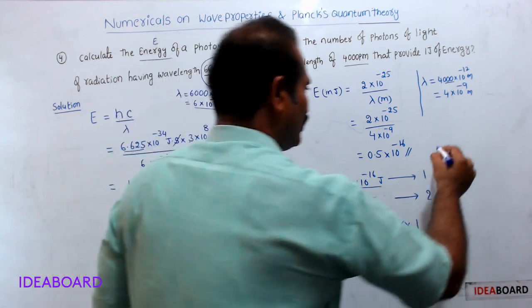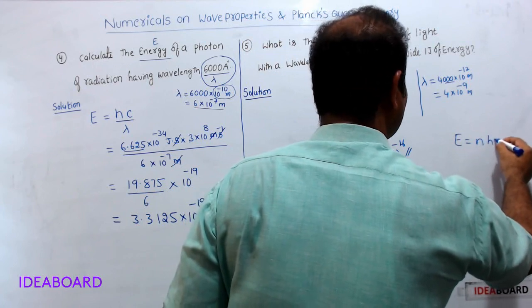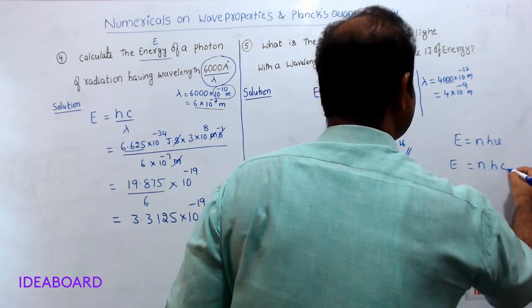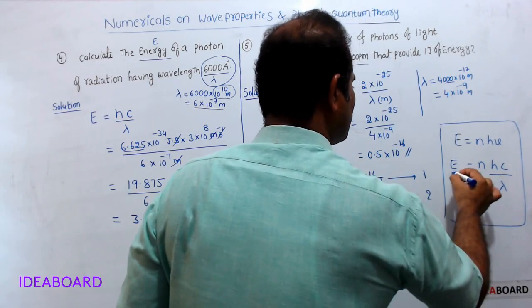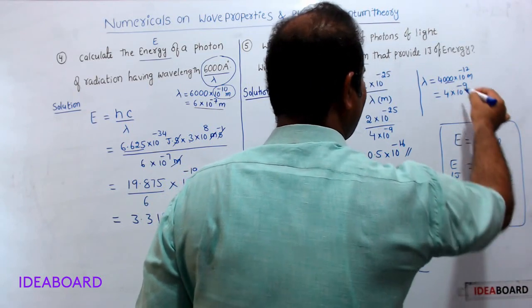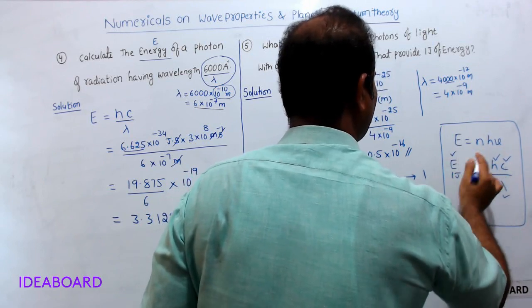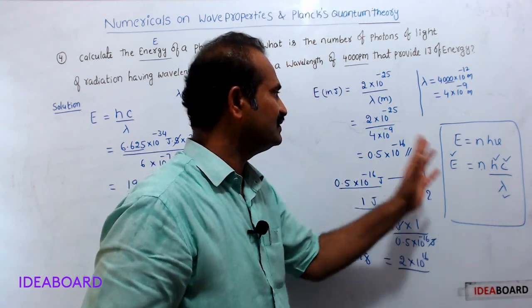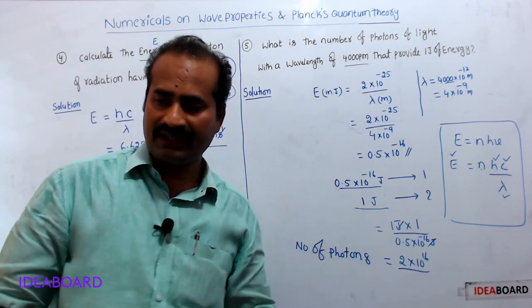In another way, one more way you can find it: E is equal to n h nu, otherwise E is equal to n into hc by lambda. Here substitute E as 1 joule, the standard values of h and c, and the given lambda value, and find the number of photons. The simplification is a little bit difficult, so I am proceeding with the earlier process. Okay, this is about the problem. Okay, thank you.